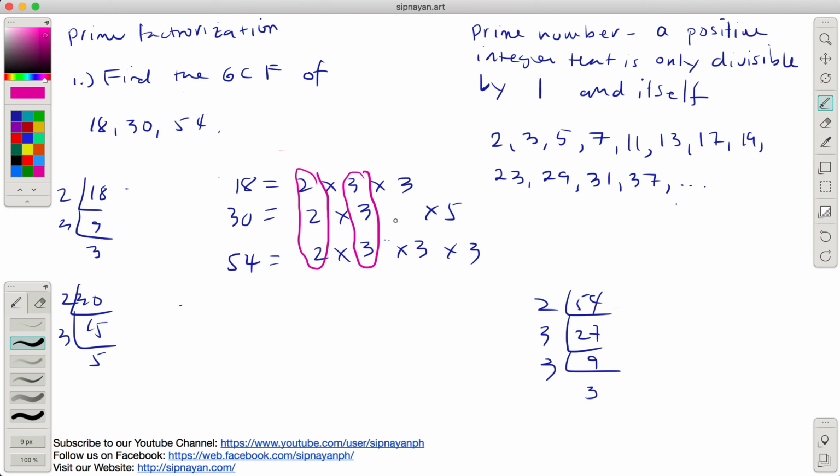Wala siyang 3 dito. So, meaning the GCD, or the GCF of 18, 30, and 54 is 2 times 3, di ba? Which is equal to 6. Okay, so yan, medyo mas madali na ngayon. Marami na kayong pagpipilian, meron na kayong listing, meron na kayong ladder method, tsaka meron na kayong prime factorization.